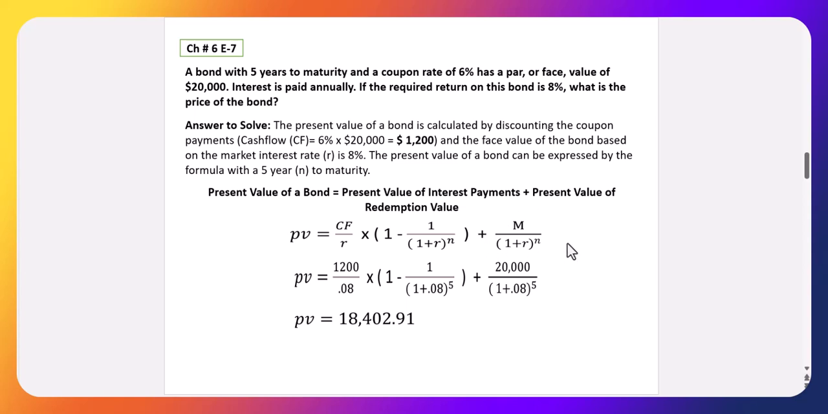The second part of our present value of bonds is M, the face value of the bonds, divided by 1 plus the market rate or the required rate of return to the number of years of maturity, which is 5. If we do the calculation, we end up with a present value of the bond being $18,402.91.